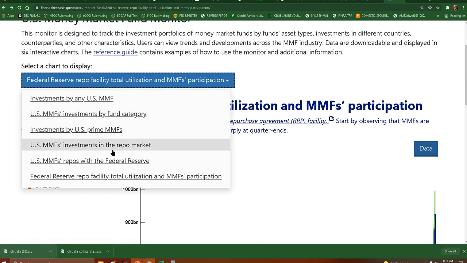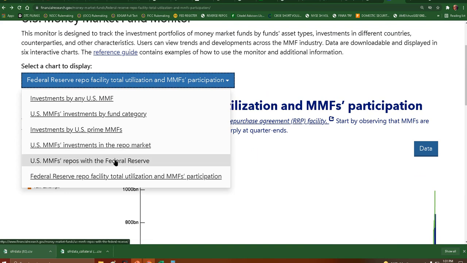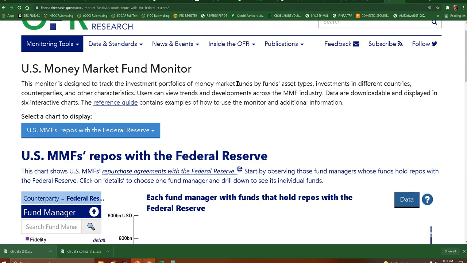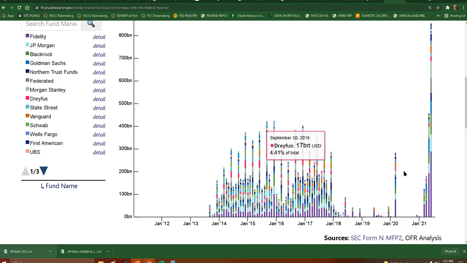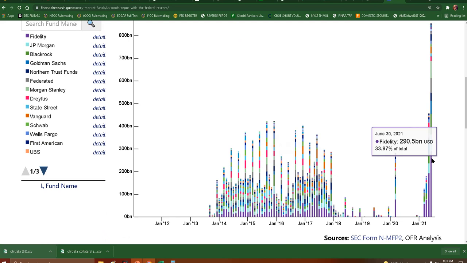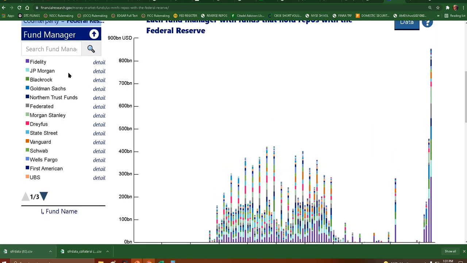Now let's go to the repos with the Federal Reserve. Now this is where it gets weird, okay? Obviously Fidelity is going to be the number one exposed to the Federal Reserve, okay? And I'm talking like 34% of the demand that day. Up until today, this was the second highest day we've ever seen for demand in this market. And we had Fidelity just completely take up almost half of the entire demand.